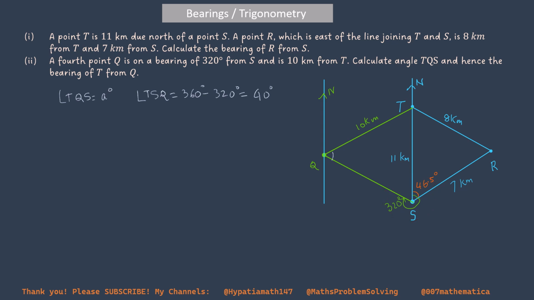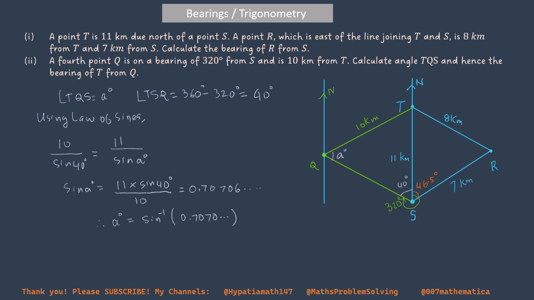So once we know that's 40 degrees, we can then apply the law of sines, and we say that 10 out of sine 40 degrees equals 11 out of sine A degrees, because A is the opposite angle. So then we get sine of A is 0.7070, and A is 44.99 degrees, or approximately 45 degrees. So we've now worked out angle TQS.